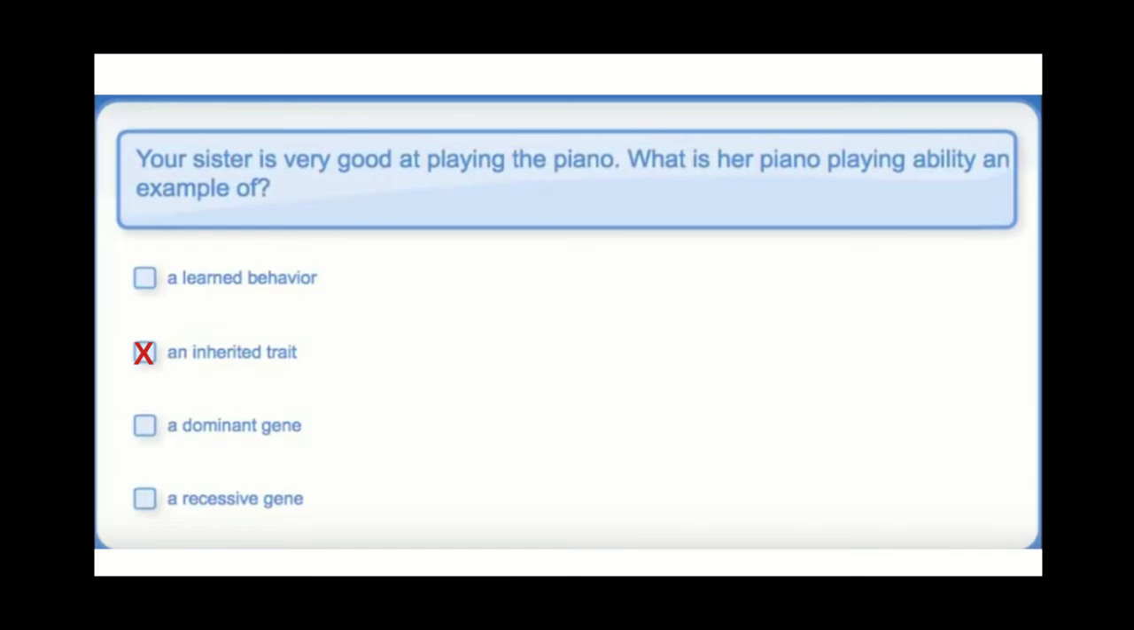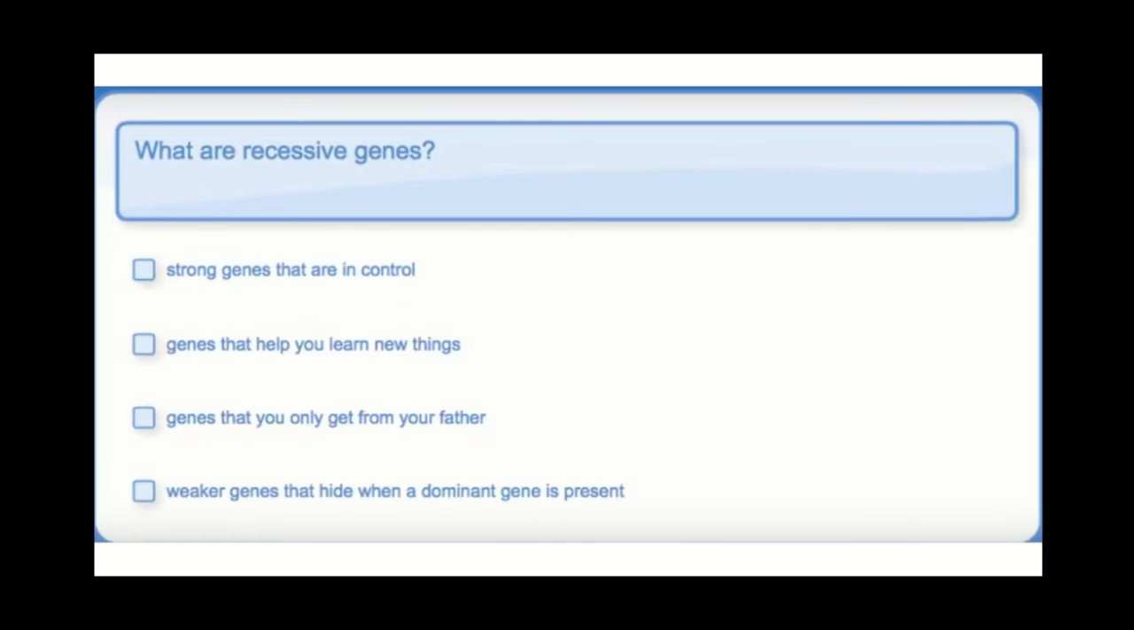Dominant and recessive genes have to do with your looks, as an example, your eye color, your hair color, straight hair, curly hair. As an example, curly hair is dominant, straight hair is recessive. That means the dominant gene wins. What are recessive genes? Strong genes that are in control, genes that help you learn new things, genes that you only get from your father, or weak genes that hide when a dominant gene is present.